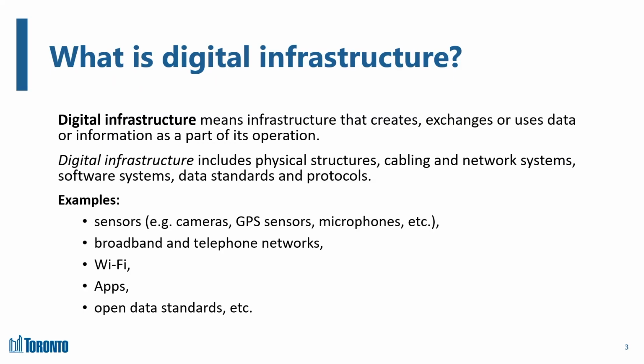It's important that we have a shared understanding when it comes to what digital infrastructure means, what it looks like, and how it relates to the overall DIP. We've taken a broad approach to defining digital infrastructure as being infrastructure that creates, exchanges, or uses data or information as part of its operation. Residents interact with or benefit from the city's digital infrastructure in a variety of ways, including accessing information from the city's website, using the COVID-19 chatbot, paying for city services online, using automated meters to monitor water usage, and the use of sensors to improve road safety.